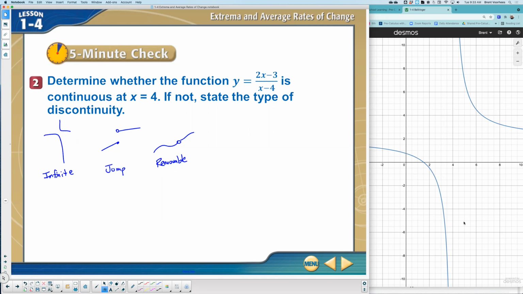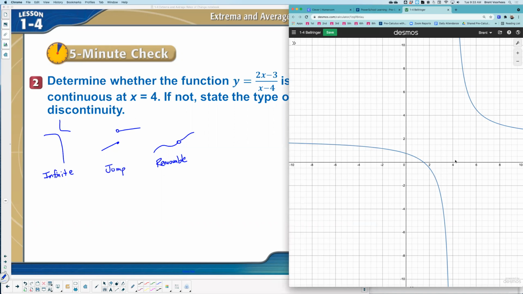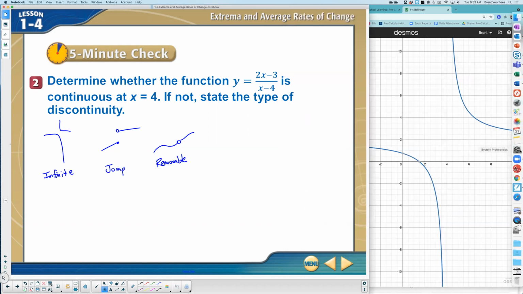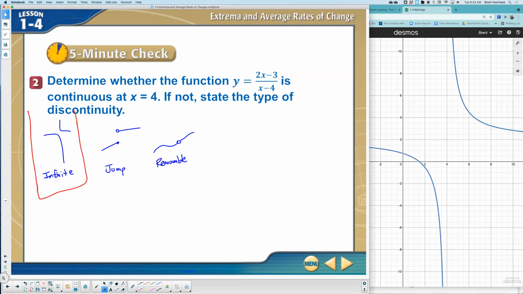All right, having said that, look back at the picture at 4. I'm going to click Desmos just because if I have the technology, why not? As I get closer and closer to the x value of 4, where are my y values heading off to? Negative infinity. What about on this side? Positive infinity. So if they're going to infinities, guess what our answer is? Infinite. This would be an infinite discontinuity.